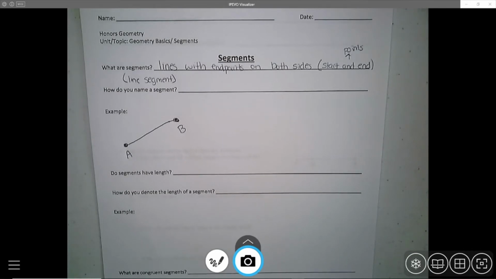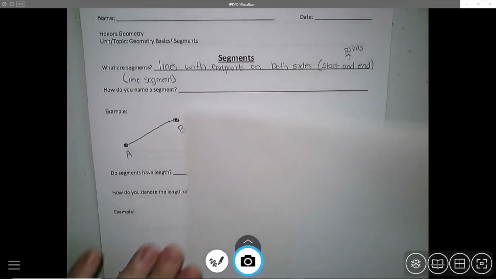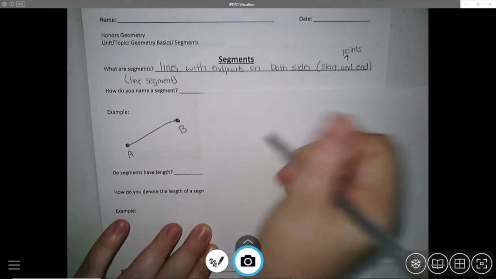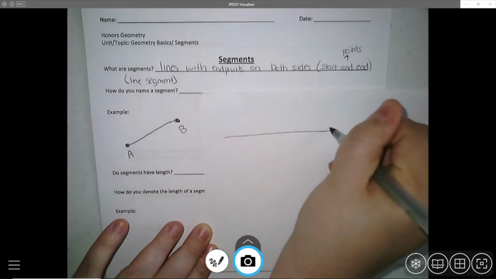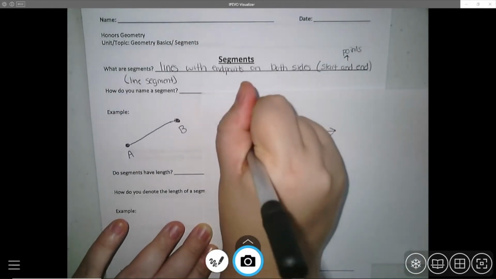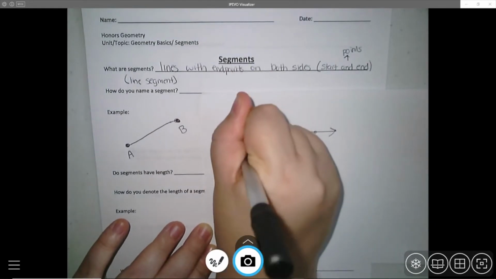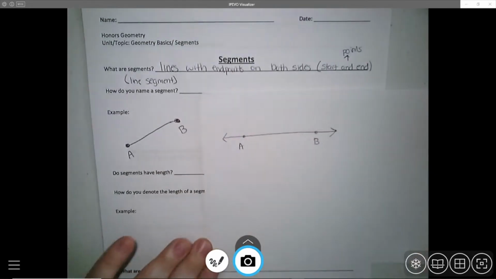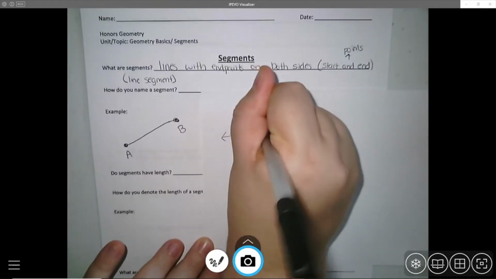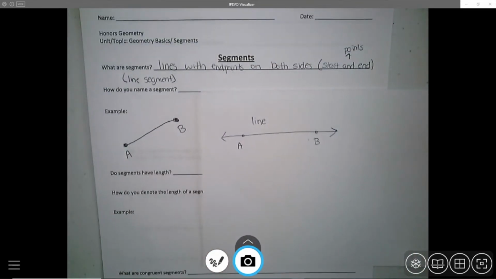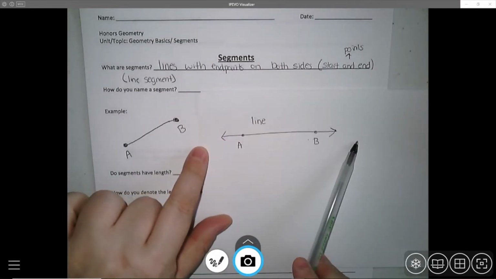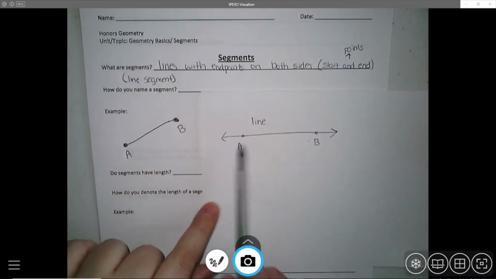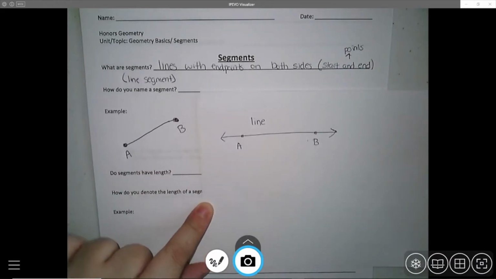Remember, there were other types of lines that we talked about. If I go here off to the side and draw them briefly, remember we had arrows on both sides. This is a line. These arrows represent that they go on forever. So a line has no stopping, no endpoint, no beginning, no end. It's continually being drawn.